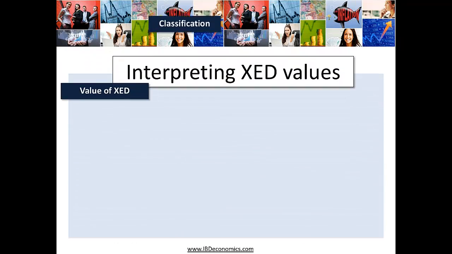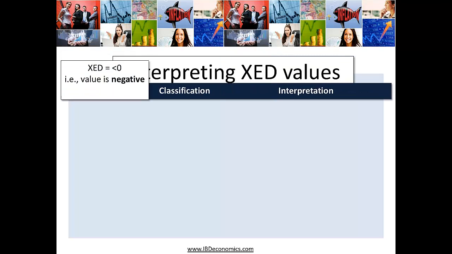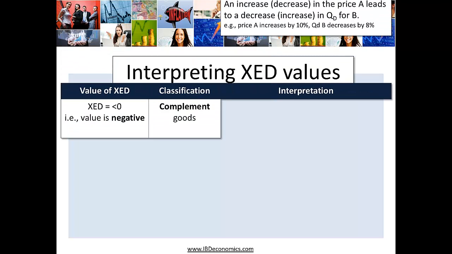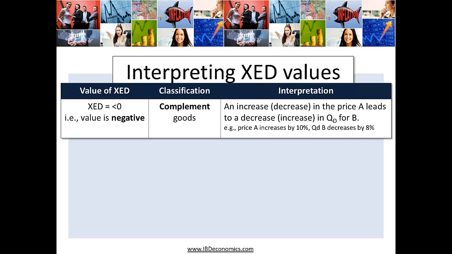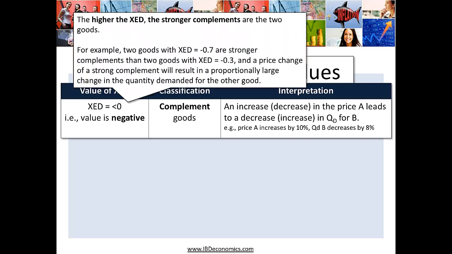So what does it all mean? The interpretation of these cross-elasticity of demand values. Now, if XED is less than 0, that means the value is negative. As soon as that happens, we know it's a complement good. So an increase in the price of A leads to a decrease in the quantity demanded for B, and vice versa for a price decrease. And the higher the XED number, the stronger the complements are. So negative 0.7 is a stronger complement than two goods with an XED of negative 0.3.